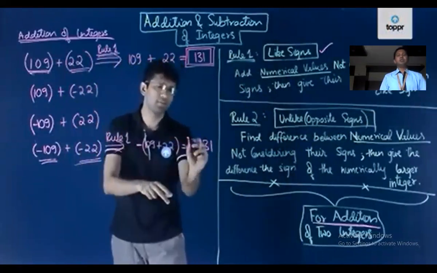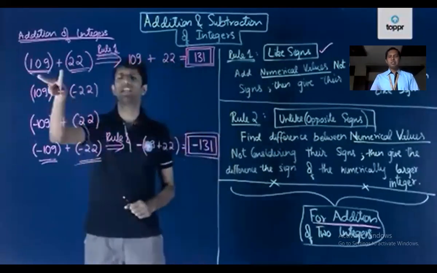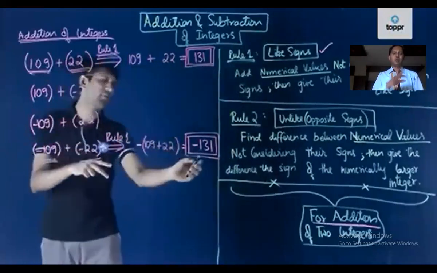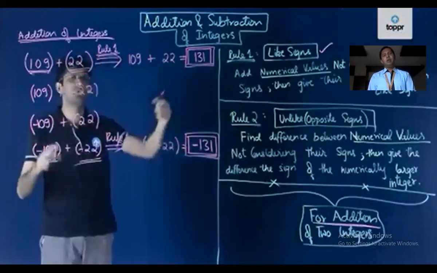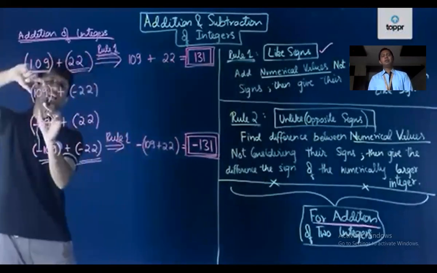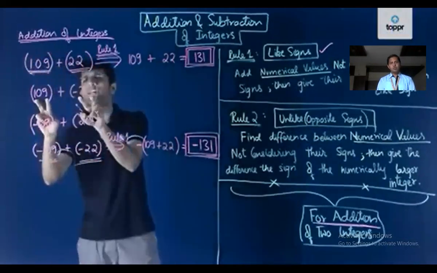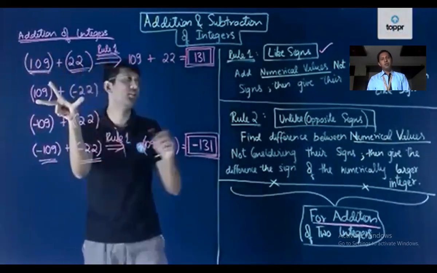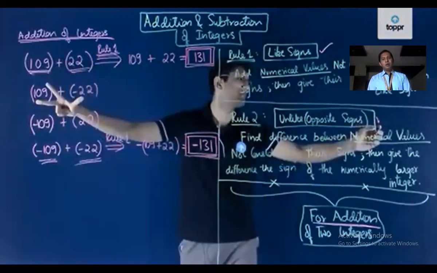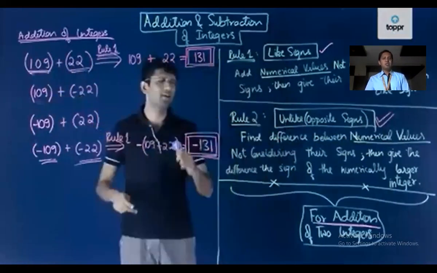If both numbers are positive or both are negative, having the same sign, we add the numbers and give them the same sign. Now take 109 and 22 with positive and negative signs respectively. If 109 is positive and 22 is negative, this is the other case, where we have different signs, unlike or opposite signs. So in the second case we have 109 positive and 22 negative. These are not like signs, these are unlike signs, so we'll apply rule 2 here. Rule 2 says unlike sign or opposite sign.